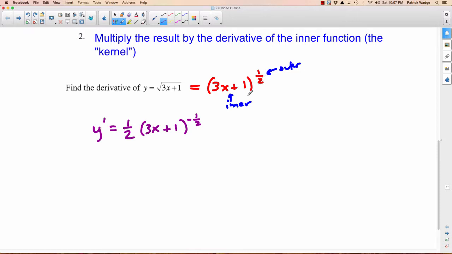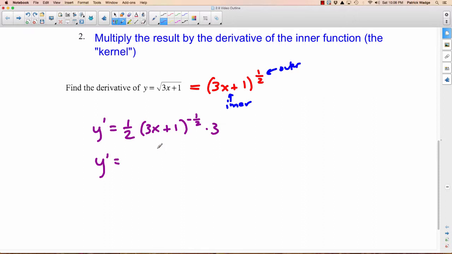Now what we do is we chain it up by multiplying with the derivative of the inner function. So now we look at the inner function and we ask ourselves, what's the derivative of that? Just the 3x plus 1. And the derivative of 3x plus 1 is just 3, because the derivative of 3x is 3, and the 1 is a constant, which gives 0, so we don't put it down. So this is our answer. Now we just have to simplify.